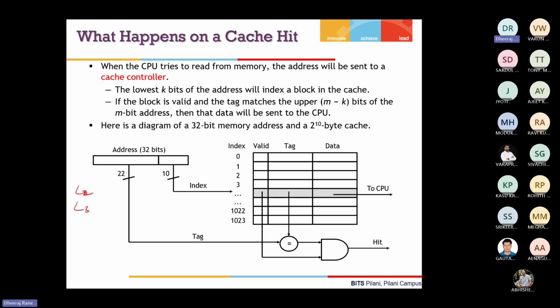You can have a look at the corresponding electronics as well. Whatever the address is, you can see that this is your tag, this is your line, and here it is the index, based on the valid bit, the tag, and the data. If it is a hit, then data is transferred to the CPU.